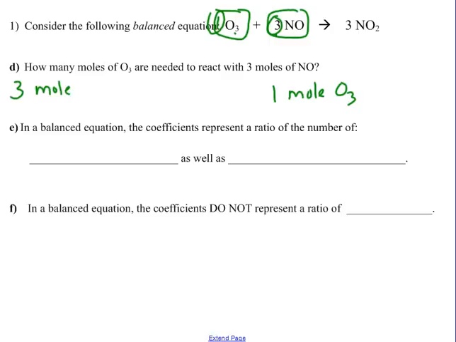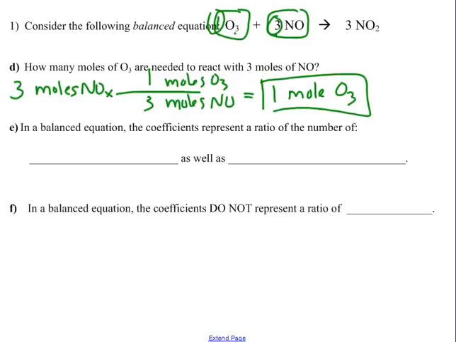You could set this up if you were trying to show your work. You would start with the number given, 3 moles of NO, set up a conversion fraction, moles of NO in the denominator, moles of O3 in the numerator, 1 to 3. Those numbers come from the coefficients from the balanced equation, and so there you get your 1 mole of O3. So what we can see here in a balanced equation, the coefficients represent a ratio of the number of molecules as well as the number of moles. But what the coefficients do not represent is a ratio of grams.